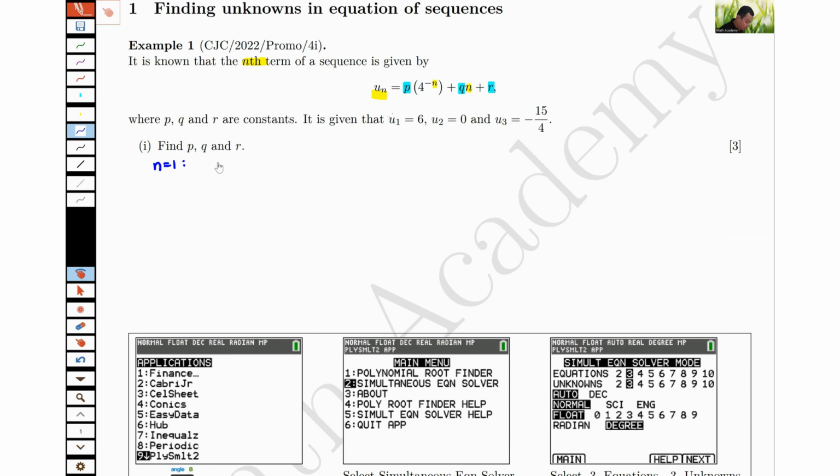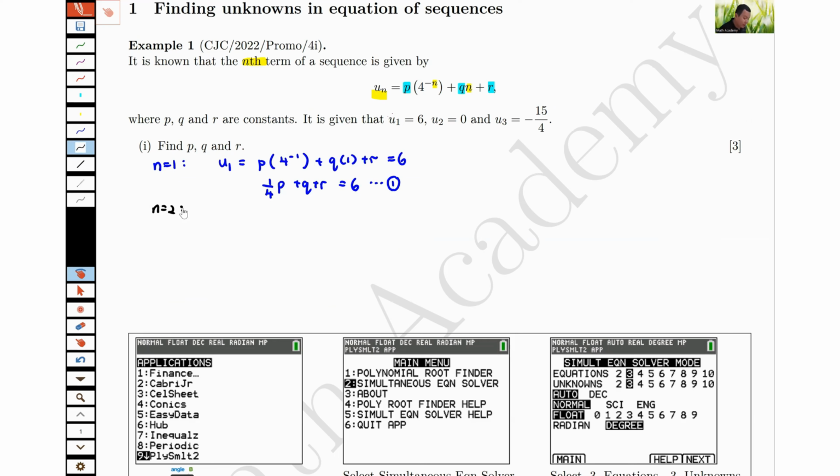So that means that we have U1 to be P times 4 to the power of minus 1, plus Q times 1, plus R, and this will give me 6. But can I simplify the equation? For a negative power, let's change it to a coefficient with all positive powers. So that's 1/4 P plus Q plus R equals the value 6. We're going to have this as equation 1. Eventually, we will solve simultaneous equations.